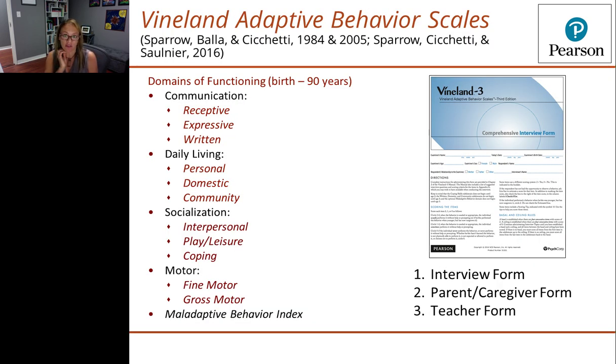So the structure of the Vineland has communication, daily living, socialization, and motor domains, and then there are subdomains within each. The Vineland also has a maladaptive behavior index, so it's assessing for inappropriate or atypical behaviors that get in the way of functional daily living. And that's just a basic screener to say, are there areas that you would probably want to further assess.